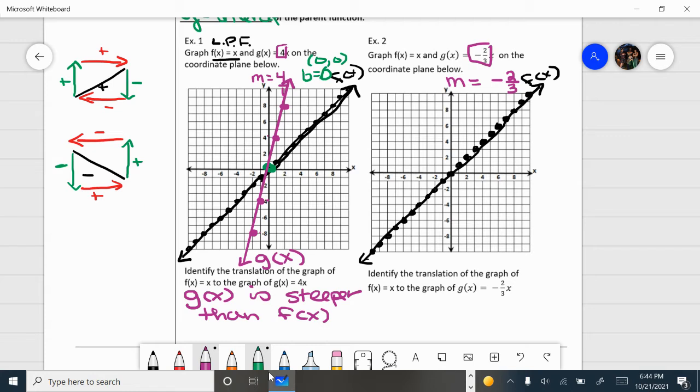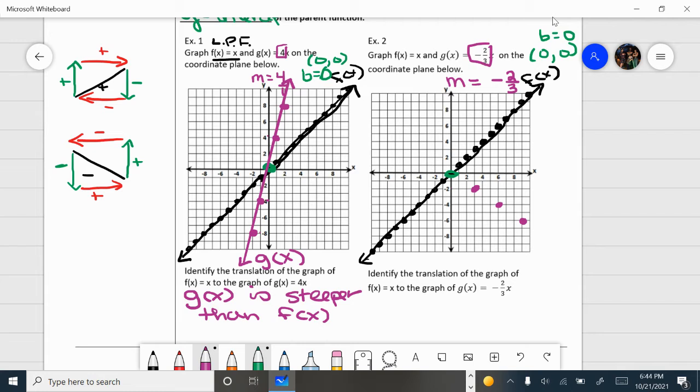So again, our negative, we're going to go down and to the right, or we're going to go up and to the left. Our y-intercept is still at 0, 0. So we're still going to start at 0, 0 because our y-intercept is 0. But then from there, we'll go down 2 and right 3. We're going to do that again until we run out of space in this third quadrant. So we get 3 points on that side.